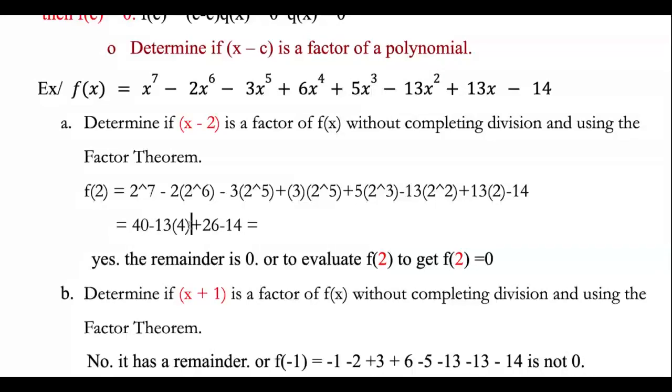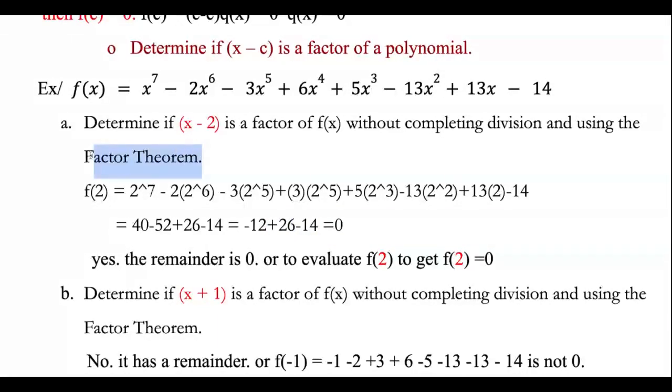Negative 13 times 4, negative 52. Right, so 40 minus 52, negative 12. Plus 26, minus 14. Bingo, exactly 0. Because negative 12, negative 14, add those two, that's negative 26. So positive 26 minus 26, that's 0.